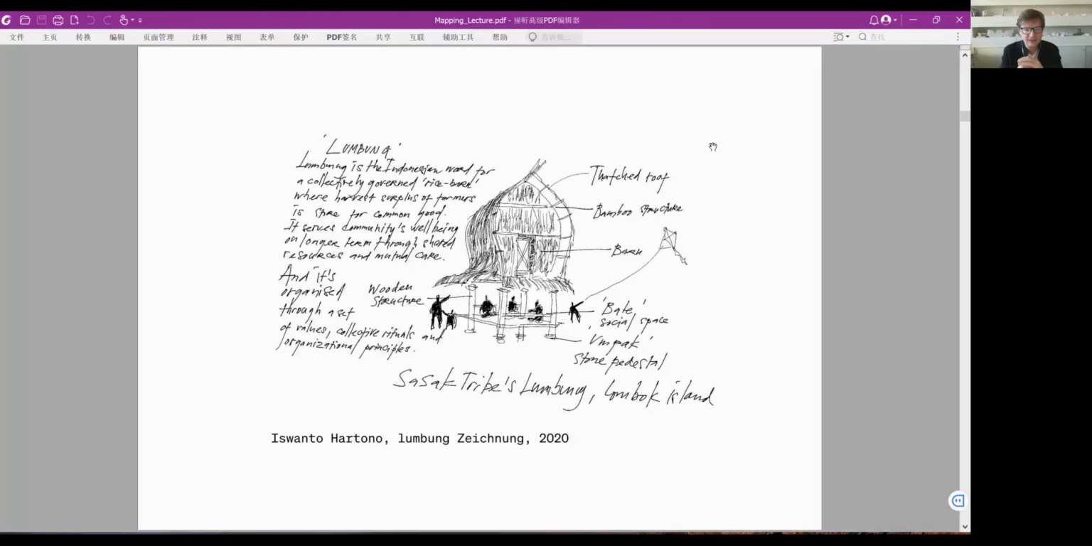And this is Lumbum. So what does it mean? Wait, actually I can read the text. Lumbum is the Indonesian word for a collectively governed rice barn, where the harvest surplus of farmers is shared for the common good. It serves the community's well-being in the longer term through shared resources and mutual care.